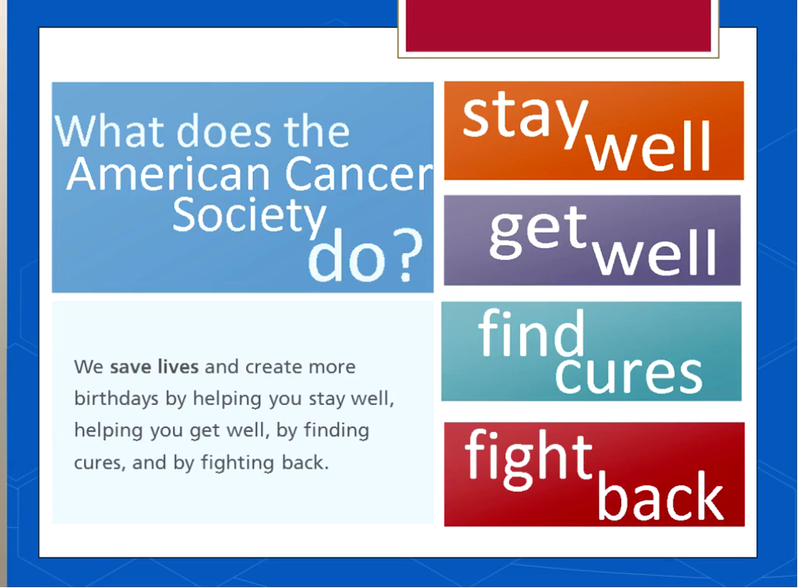What does the American Cancer Society do? We've heard a lot today about what the American Cancer Society does and how we are having an impact. We're all about saving lives, and we do that in so many ways. We help people stay well by working to prevent cancer or detect it at its earliest stages, when it's the most treatable. We help people get well. We're here 24 hours a day, 7 days a week to help anyone fighting cancer to get the help they need, when and where they need it.